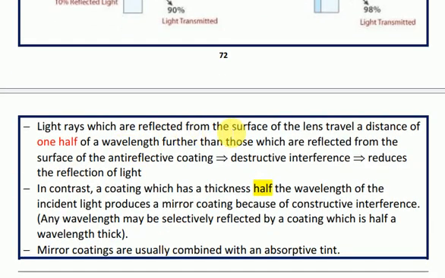Light rays which are reflected from the surface of the lens travel a distance of half a wavelength further than those which are reflected from the surface of the anti-reflective coating. So destructive interference occurs, which reduces the reflection of light. In contrast, a coating which has a thickness of half the wavelength of the incident light produces a mirror coating because of constructive interference. Any wavelength may be selectively reflected by a coating which is half of the wavelength thick. Mirror coatings are usually combined with an absorptive tint.